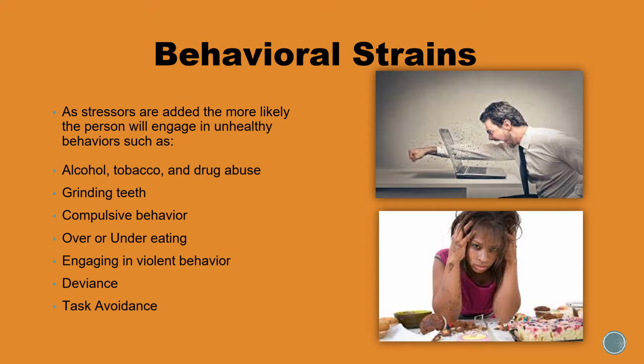Some common behavioral strains are alcohol, tobacco, and drug use, grinding teeth, compulsive behavior, over and under eating. We often call overeaters stress eaters, engaging in violent behaviors such as throwing things, hitting walls, slamming doors, things like that. Deviance, another common one is task avoidance, where we don't want to do our assignments, and so we just avoid doing it and find reasons not to do it.